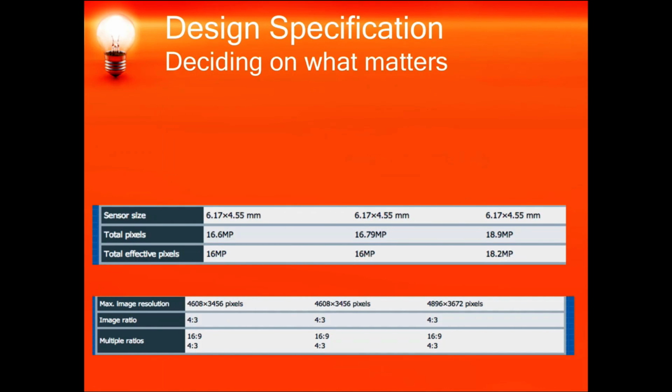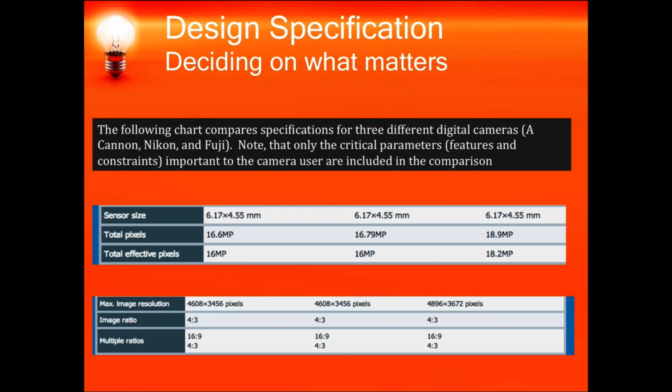Oftentimes, when laying out a design specification, it can be helpful to look at product comparisons that are already available on the World Wide Web or through other sources. In this example, 3 different types of digital cameras are compared, providing great insight into what the critical performance metrics are. In this case, the image ratio, image resolution, and total number of pixels appear to be the most important to the customer. And if we are designing a similar product, should be important to us as designers as well.